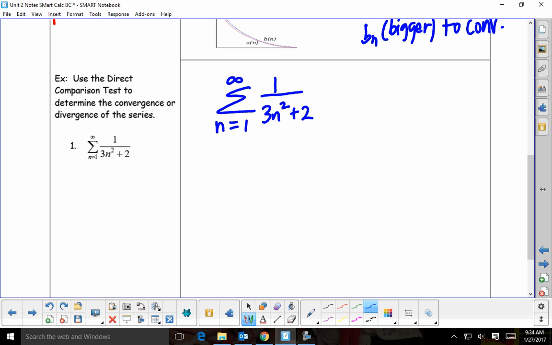And we're going to compare it. So fill in the blank, right? We're going to compare it either less than or equal to or greater than or equal to another series. And the other series, you want to make it as similar as possible so you can see what's happening term by term. So I'm just going to drop off that plus 2.